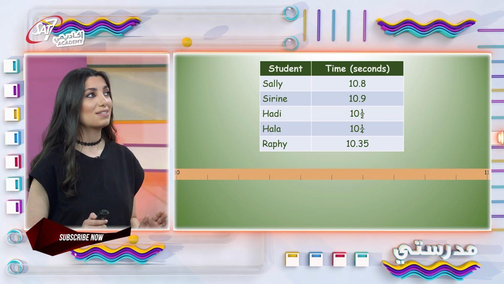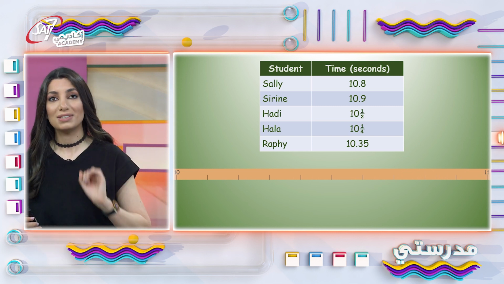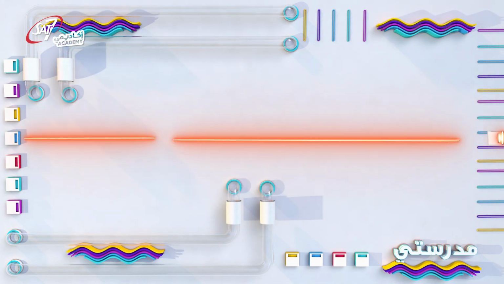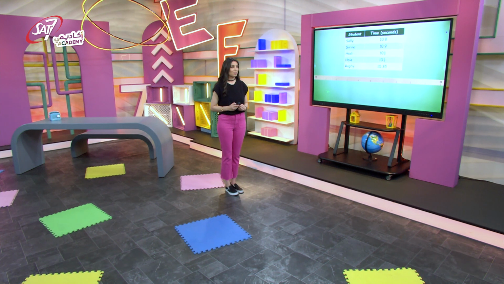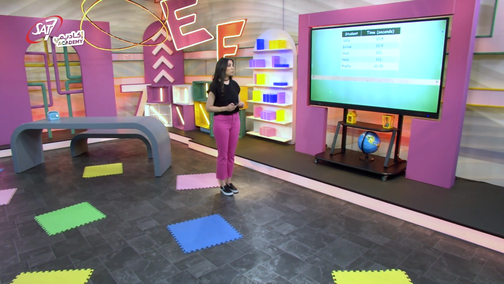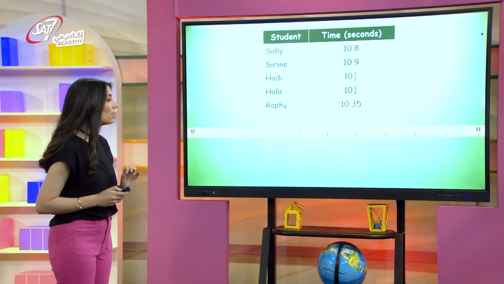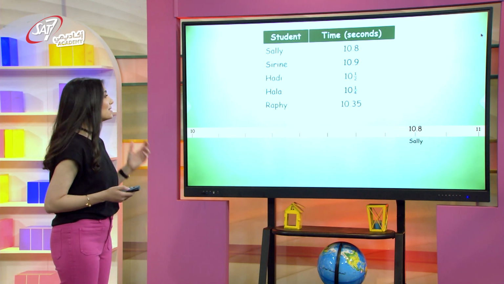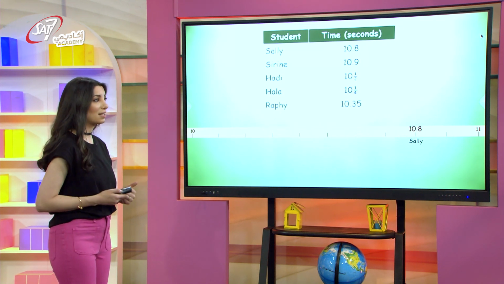All those students ran slightly more than 10 seconds, but less than 11. Sally ran 10.8 seconds. If we divide the gap between 10 and 11 on the number line into 10 equal marks, Sally would be on the 8th mark out of 10. Sireen ran 10.9 seconds, which is at the 9th mark.